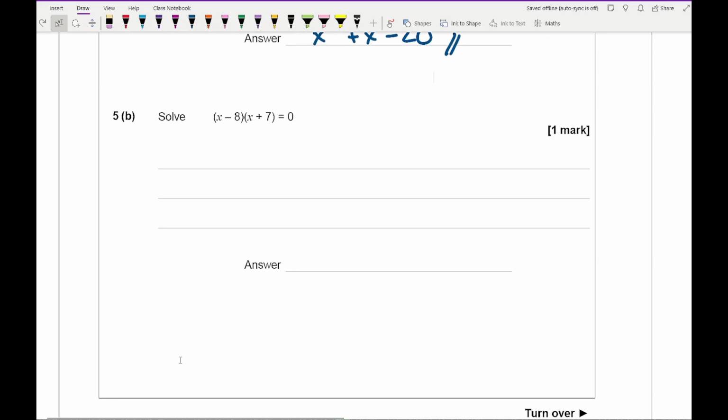Moving on to 5b, it says solve, and we've got a double bracket equal to 0. So first you want to make sure it is equal to 0. And then all you want to do is make each bracket equal to 0, in which we get the answers of 8 and minus 7.